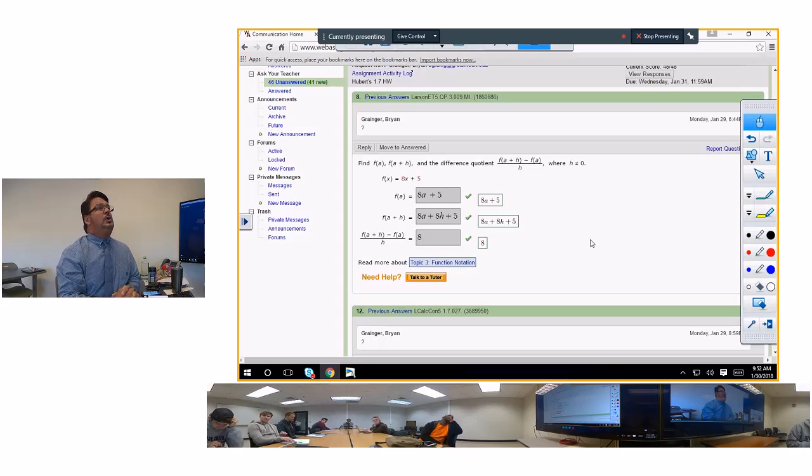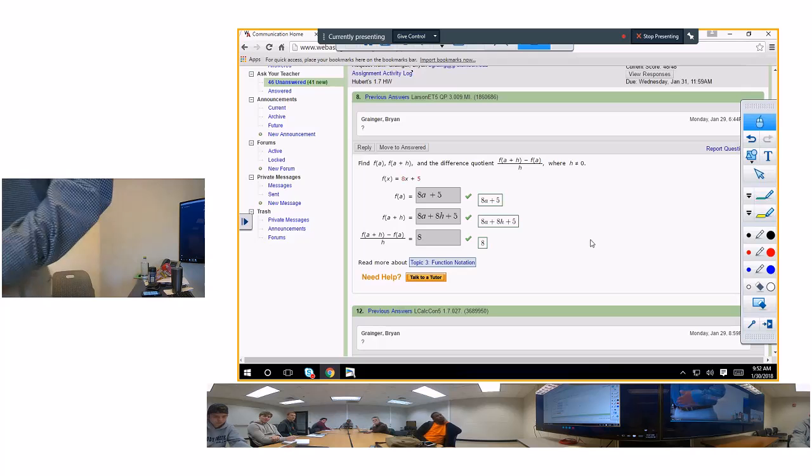Okay, this question right here, on the scale of importance, this is from 0 to 10, 0 being not important, 10 being important. This is a 15. So you know it's going to be on the test. So anything dealing with the difference quotient is going to be on the test.